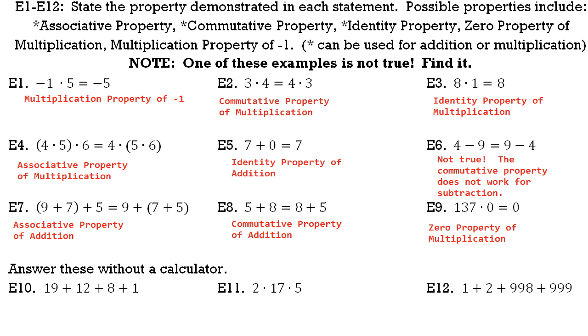Haha, we tricked you. We're just really mean sometimes. I don't know what to tell you about teachers. We're just sort of mean sometimes. All right. Answer these without a calculator.